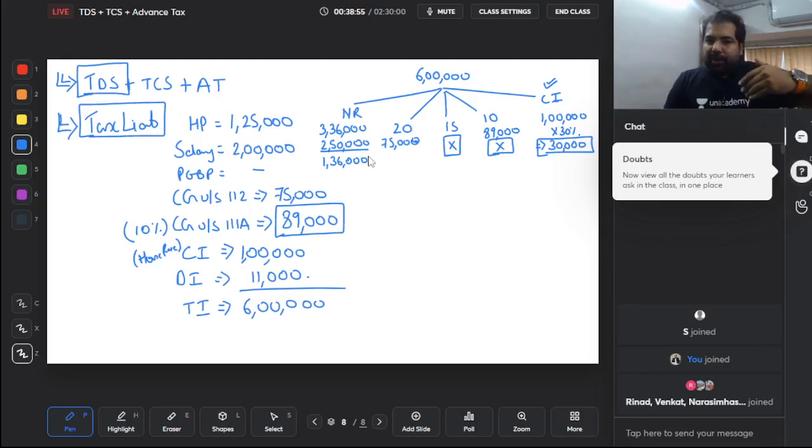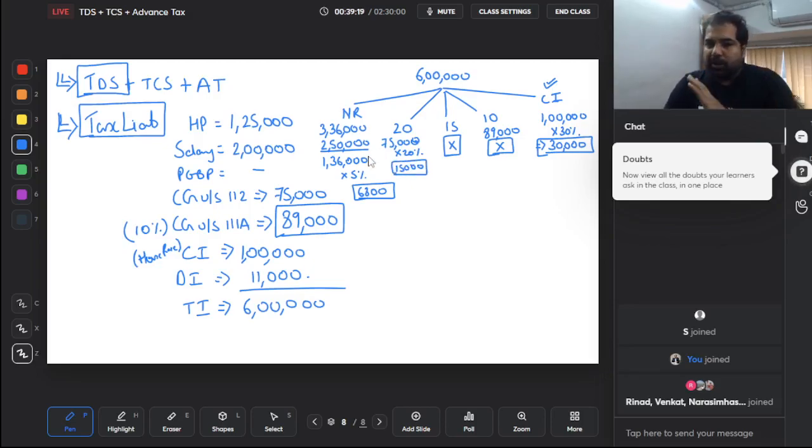So up to 2.5 lakh gone, from 2.5 to 5 lakh, this is into 5%. So 1,36,000 into 5% is 6,800. Is that sure? Yes, that is sure. 75,000 into 20% is 15,000. Is that also sure? Yes, that is also sure. Put it in a box.